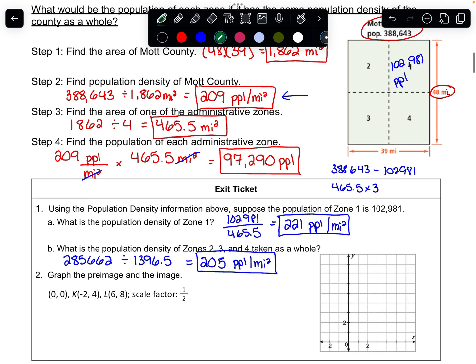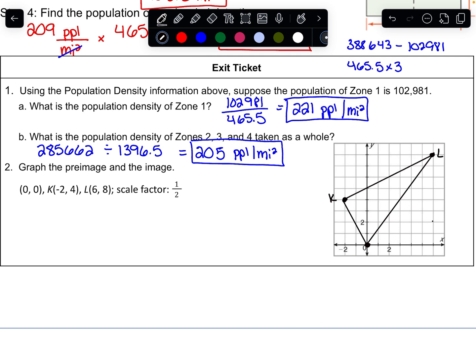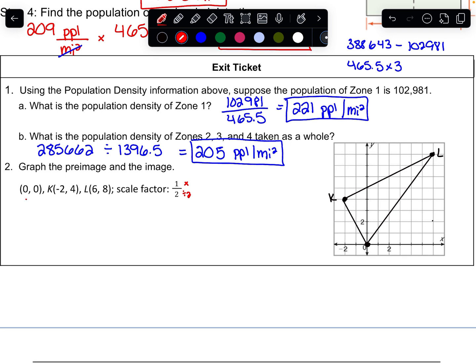Okay, number 2, graph the pre-image and the image. So the pre-image is going to be what they already gave us. So 0, 0, -2, 4. That's K. And 1, 2, 3, 4, 5, 6. 1, 2, 3, 4, 5, 6, 7, 8. And that's L. The scale factor is 1/2, so that's the same thing as multiplying by 1 and then dividing by 2. If you multiply by 1, nothing changes. So we essentially could just divide by 2 each one of these. Our scale factor is dividing by 2.